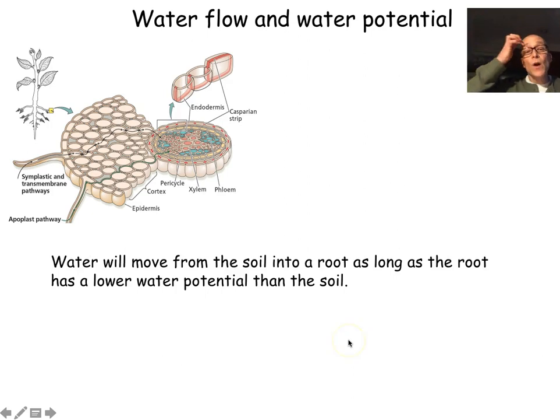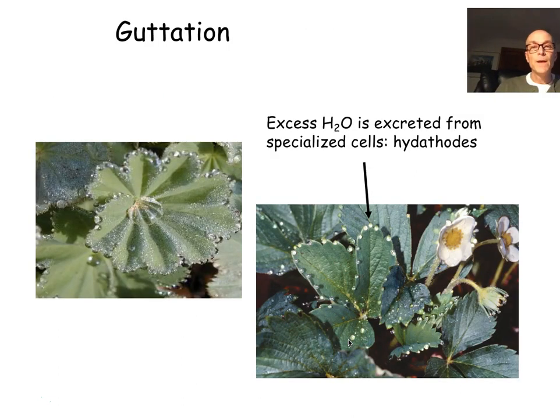All right, so water will move from the soil into a root as long as the root has a lower water potential than the soil, right? And that is thermodynamics. We talked about how that happens when there is a lower water potential versus a higher water potential. So the plant just needs to keep a lower water potential inside the root for it to be able to pick up water from the soil.